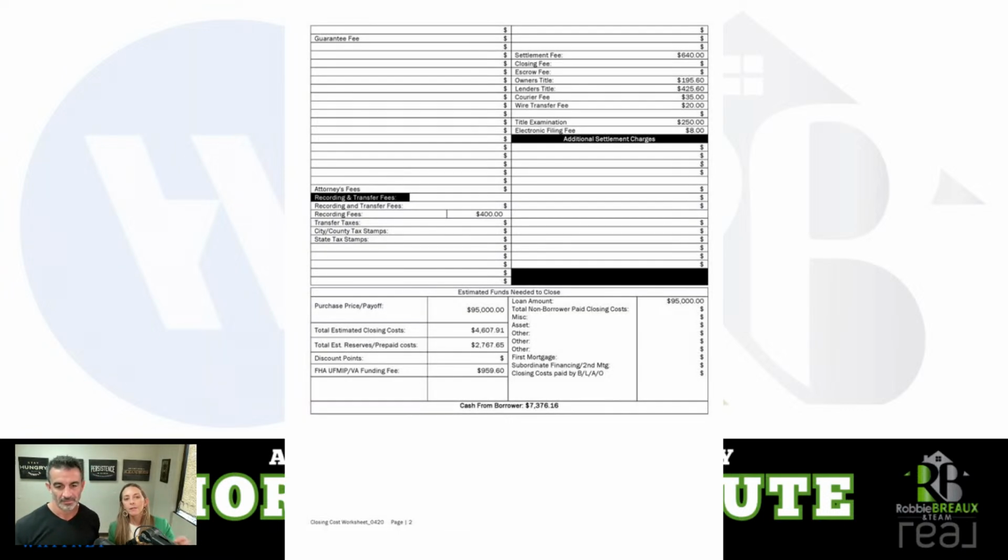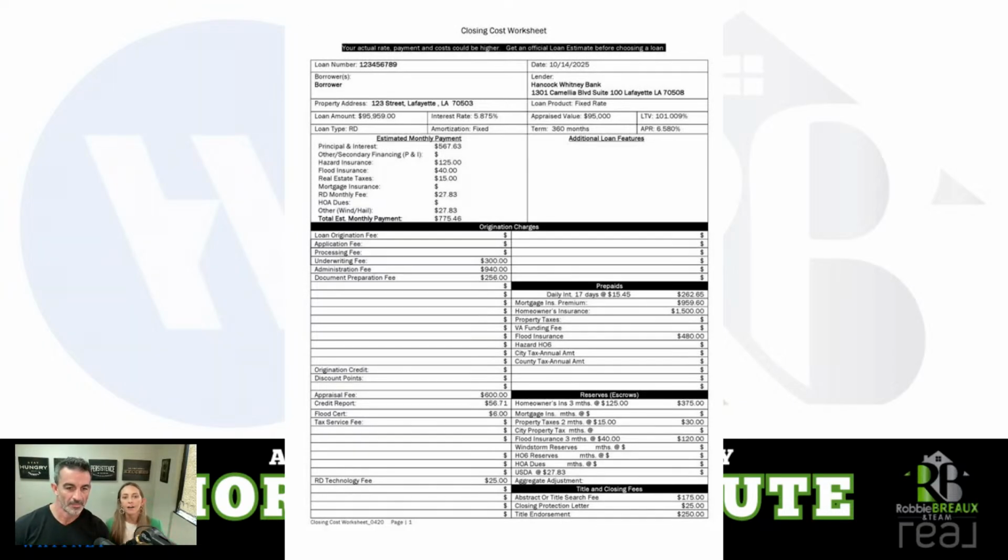Okay. So the bottom of the first page, bottom right corner, and then the rest of that and the rest of the next page are estimates for title fees.